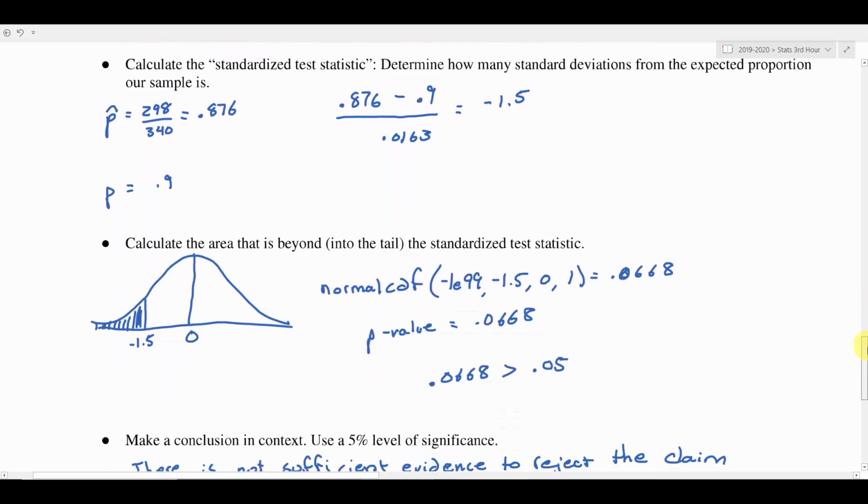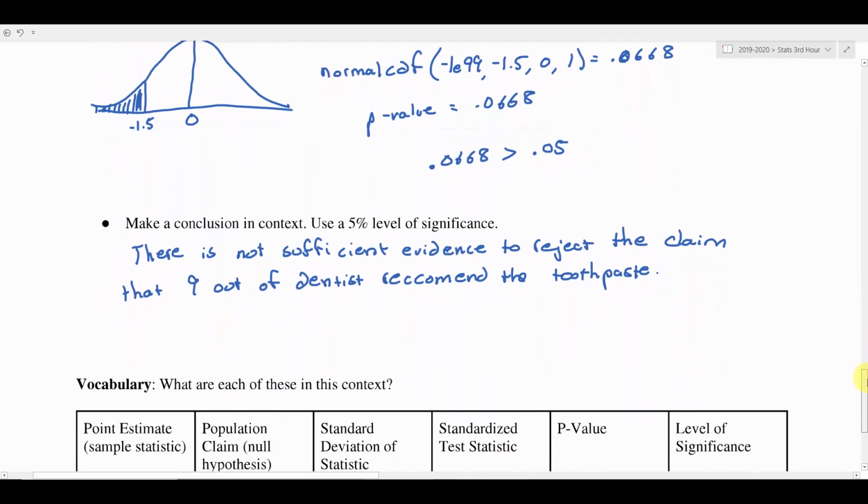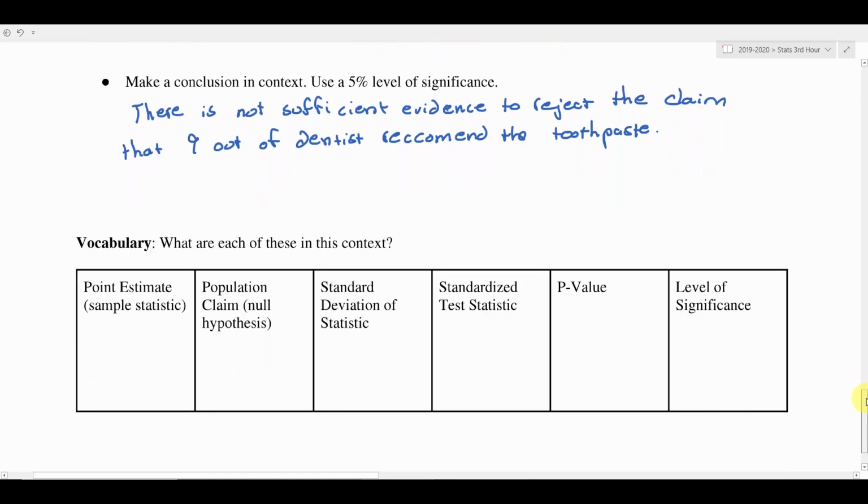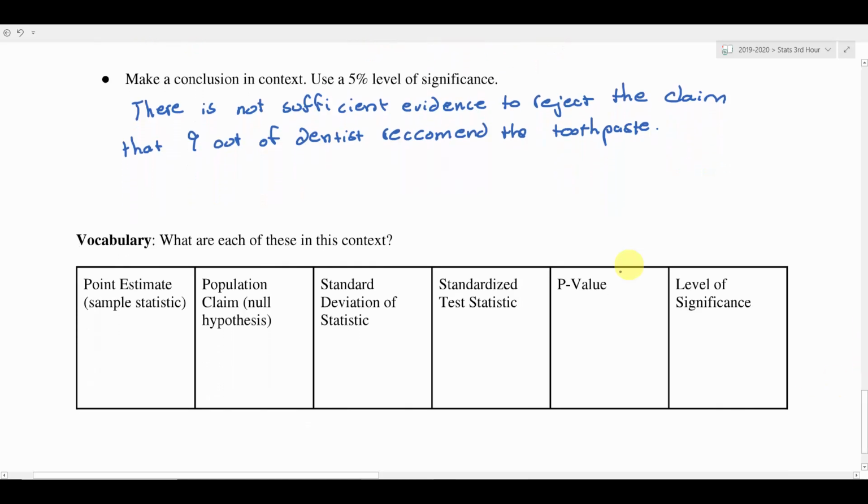Okay, so like I said, there's a lot there to absorb. Might need to watch it a couple of times and run through it a couple of times and see what you're thinking. Think about what questions you have. All right. So I'm going to end the video here, but I'm going to go through just the vocabulary stuff one more time. Our point estimate or sample statistic came from those angry customers that went out and asked their 340 dentists. We found that p-hat or that sample statistic to be 0.876.